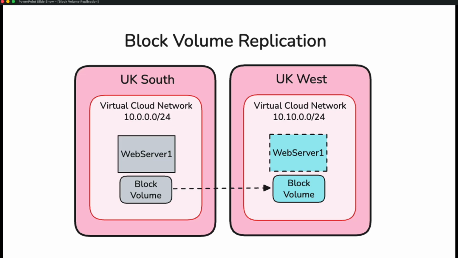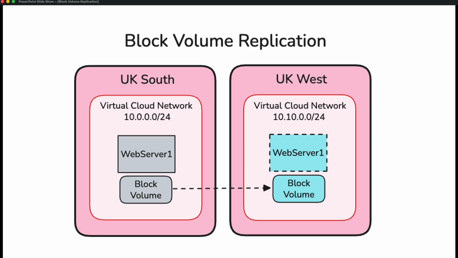What this then means is if for whatever reason we need to fail over between the regions, so for example due to a region failure, we can then provision a new VM in the UK West region, pointing it to the replicated block volume. Now, as it uses asynchronous replication, there's typically a lag of around a minute, so it's pretty good for disaster recovery scenarios where you need to minimize the RPO and RTO of failover.